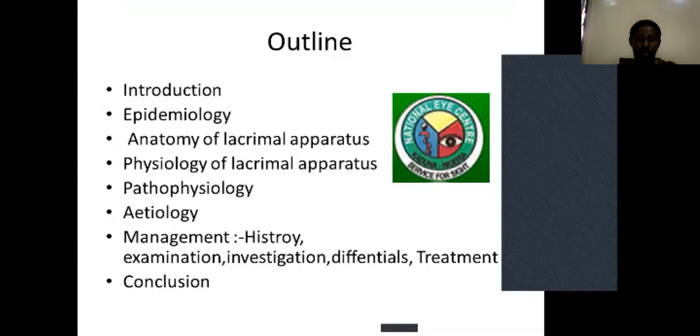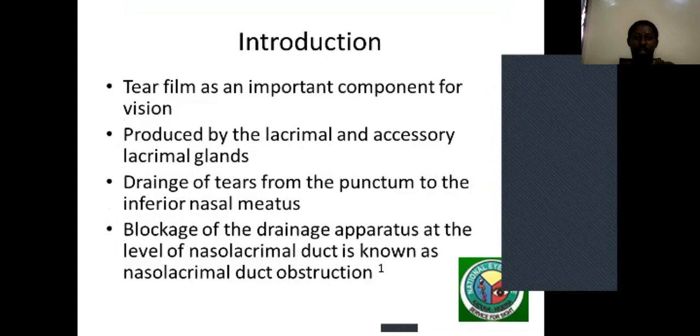Now, by way of introduction, the tear film is an important component for vision. We know that it contributes to the refractive index of the eye. It is produced by the lacrimal and the accessory lacrimal glands. Drainage of the tear film is from the punctum to the inferior nasal meatus. Now, any blockage of the drainage apparatus at the level of the nasolacrimal duct is known as nasolacrimal duct obstruction.